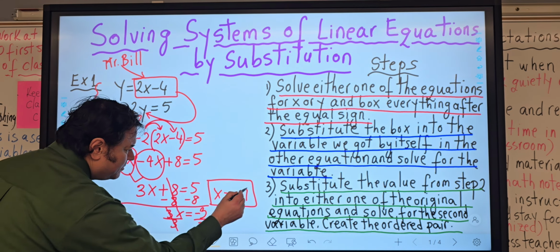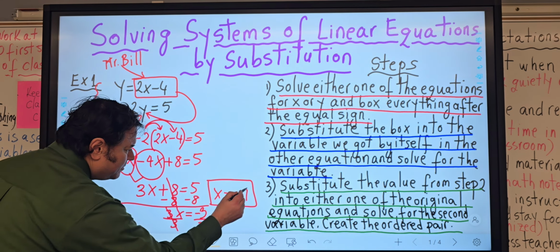And negative 2 combined with negative 4 becomes negative 6. So we are getting a true statement. Okay? And you can do the same thing for the second equation, and you're always going to get a true statement. So our final answer again is negative 1 and negative 6.